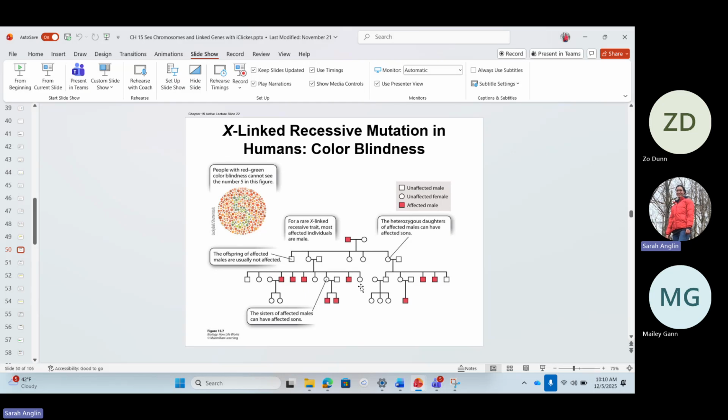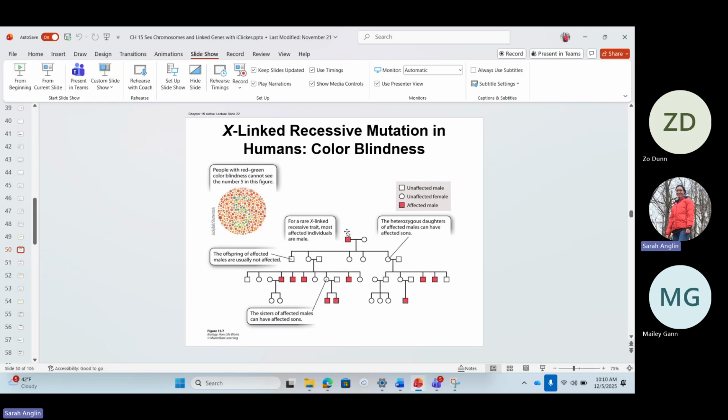However, how do you know this is an X-linked recessive trait that we're following? Well, this is a dead giveaway. It skips a generation and then pops up in the next generation. It doesn't have to skip a generation. It is possible for it to pop up in the next generation, but oftentimes it skips a generation. And you can see mostly the males are affected.